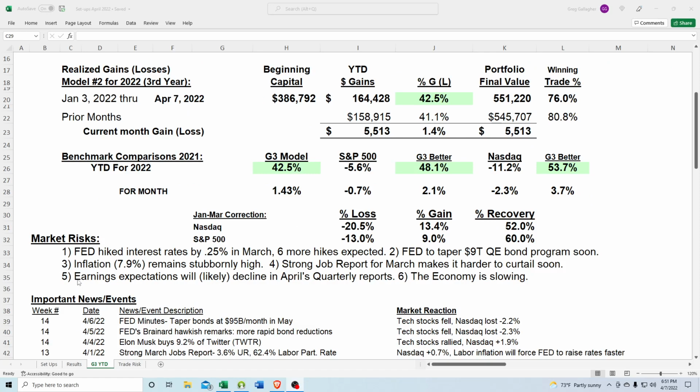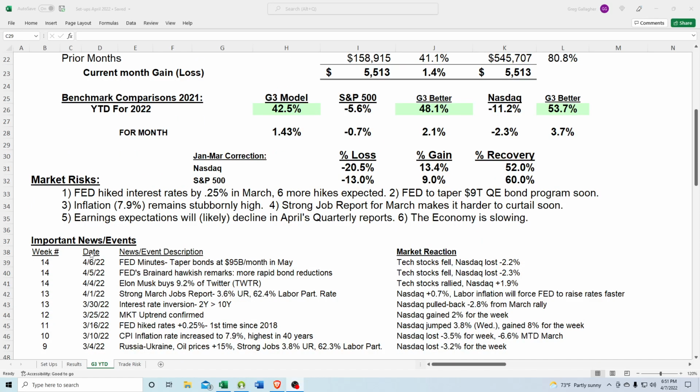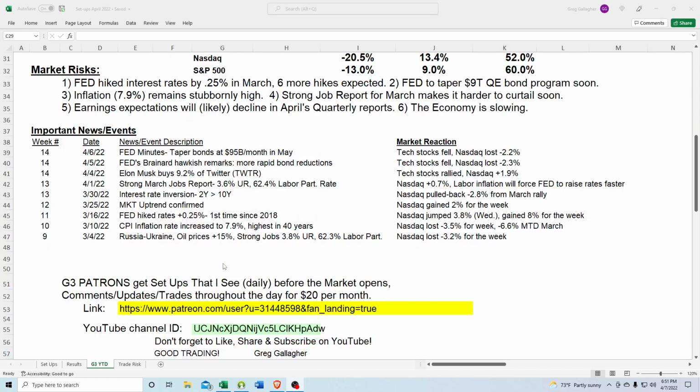The only thing I added here, earnings expectations will likely decline in April's quarterly reports. I mean, the earnings may be great in April, but they're likely to give guidance going forward. Guidance will probably be lower. Okay, the economy to me seems to be slowing. And then I like to put in important events that moved the market, and I just say, here's the event and here's the effect on the market, or the market's reaction.